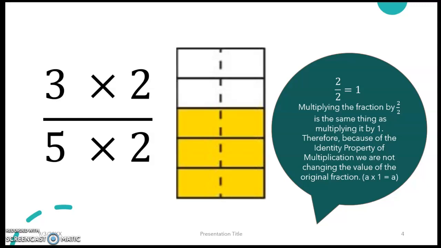So by multiplying this fraction by 2 over 2, we're not changing the value of the fraction, we're just finding an equivalent fraction. So we're not actually changing the value, we're just changing what it looks like. So let's go ahead and solve the problem.